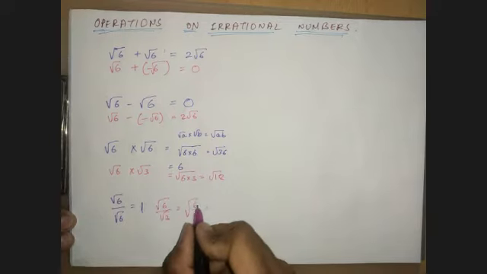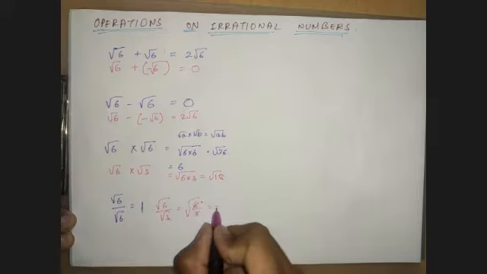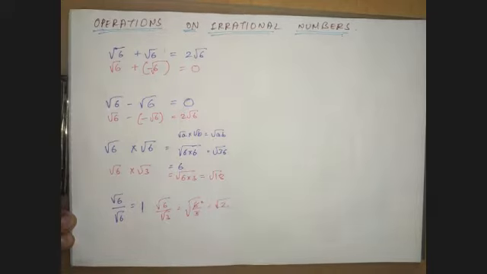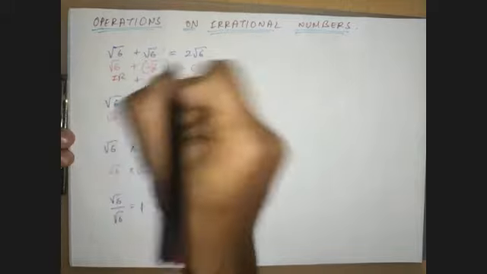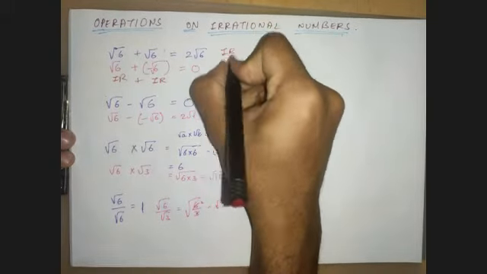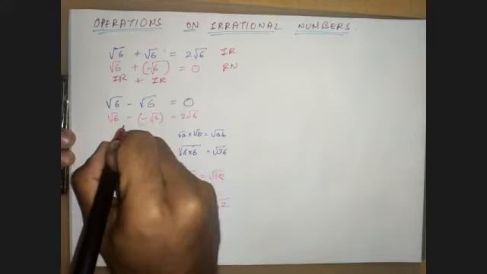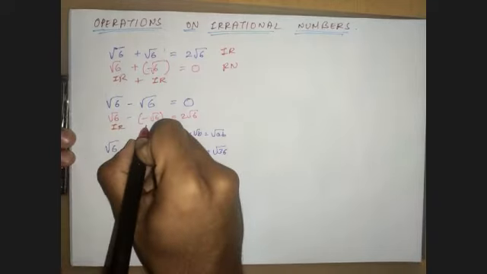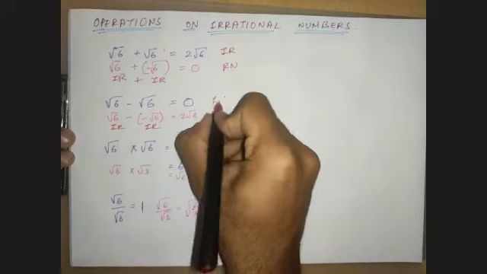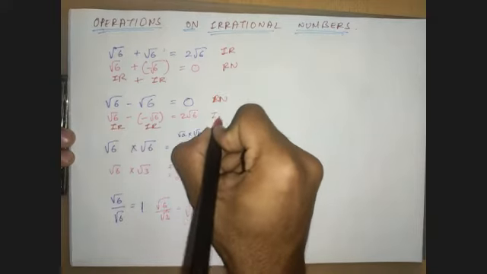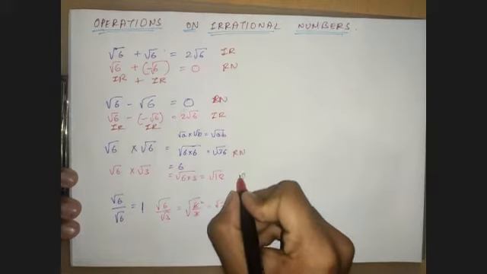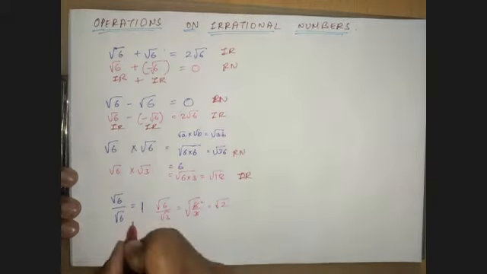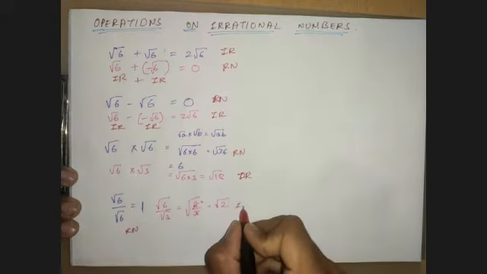So that would be equal to, 3 ones are 3, 3 twos are 6. So this would be equal to root 2. So if I look at the trend here, irrational number plus irrational number gives me irrational number or rational number. Irrational number minus irrational number gives me rational number or irrational number, and the same case with this also, it gives me rational number or irrational number. Here it is giving rational number, here I'm getting irrational number.